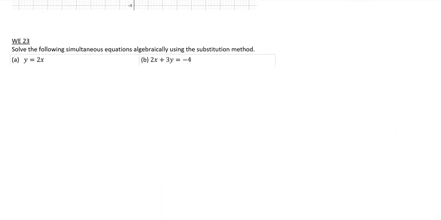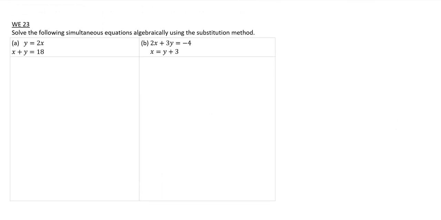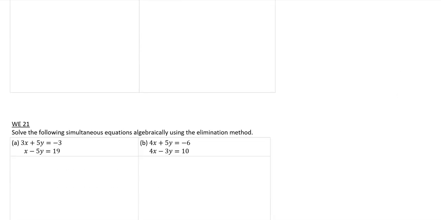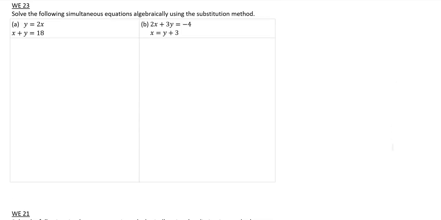I think the next thing we're doing, we're just solving algebraically now. Solve the following simultaneous equations algebraically using the substitution method. So the substitution method is a case of seeing, so we're not making them equal. I guess that one's the elimination method. Oh no, substitution. Okay.